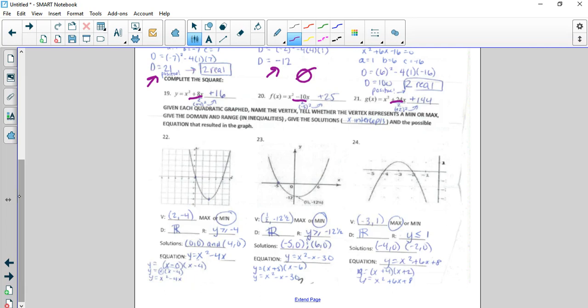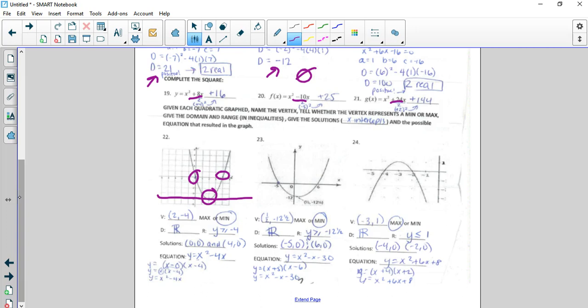Okay, so 22. Just looking at a graph. Okay, the vertex down here. Solutions, also known as x-intercepts, are right there. It is a minimum. Okay, the range is from -4 up, so it's greater than or equal to -4. The domain is all real numbers because it keeps going. And the equation is, well, you have to work backwards. You have x and x minus 4. You distribute the x and you get x squared minus 4x.